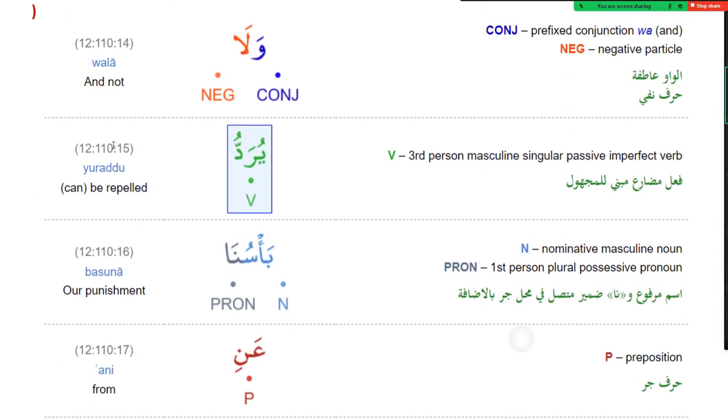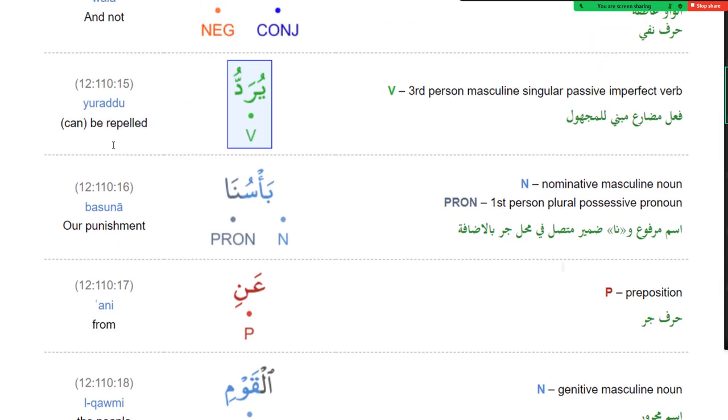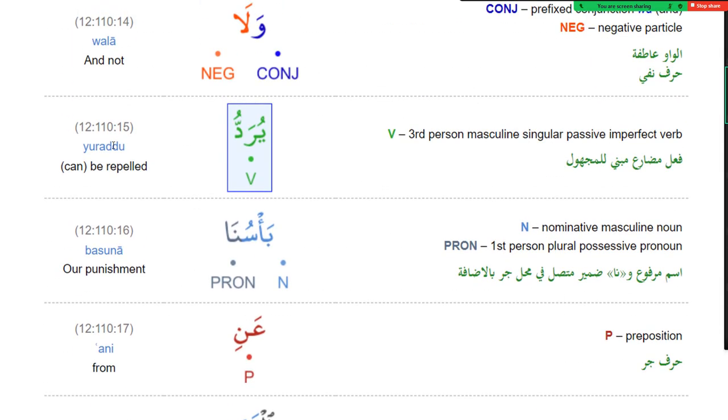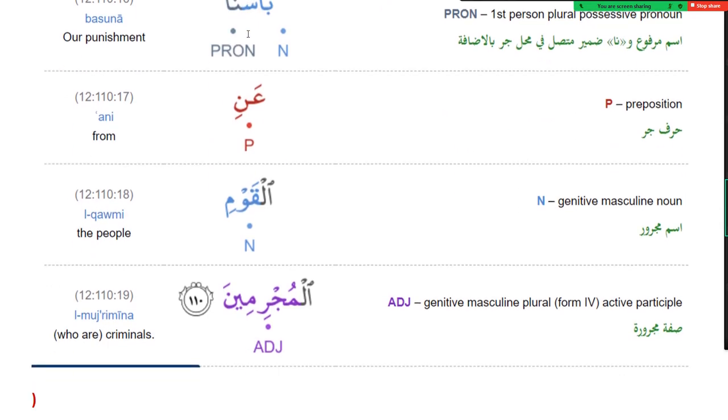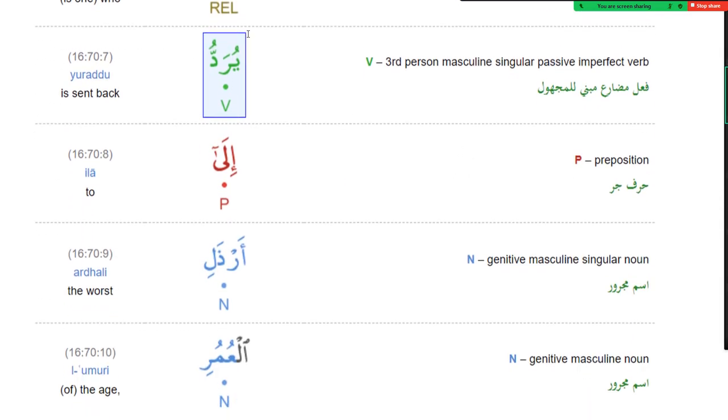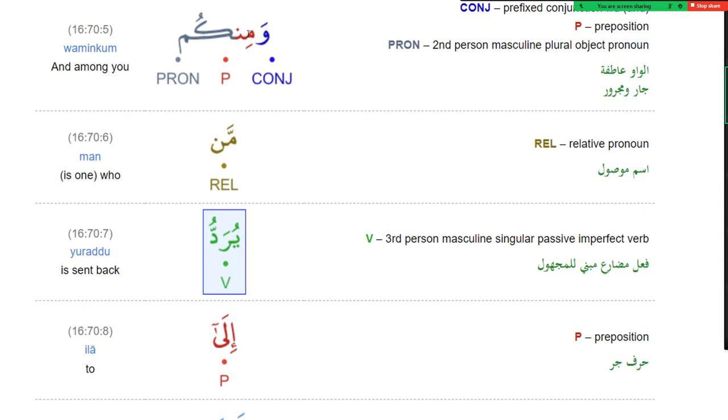Then we have wala yuraddu ba'suna anil qawmil mujrimin, and it is not making the mudari majzoom, so it means it cannot be repelled. وَمِنْكُمْ مَنْ يُرَدُّ إِلَى أَرْذَلِ الْعُمُرِ. What is this man? Is it a conditional article? MashaAllah. This is a relative pronoun, a mausul. So that's why it doesn't make the mudari majzoom. If it was a conditional article man, then it would have become majzoom.